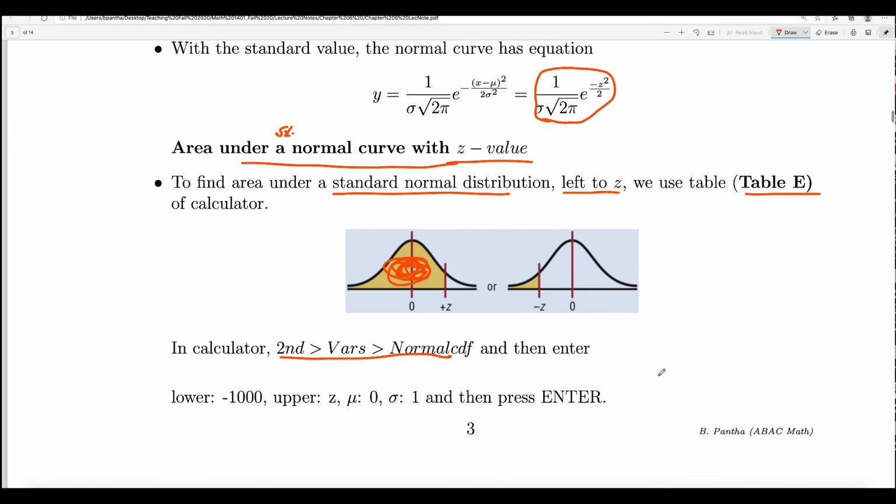To find the left area, you use negative 1000 as the lower bound, then g as the upper bound, and then mu equals 0 and sigma equals 1. You need the upper bound of g. We'll see an example, and then press enter. How do we do that?